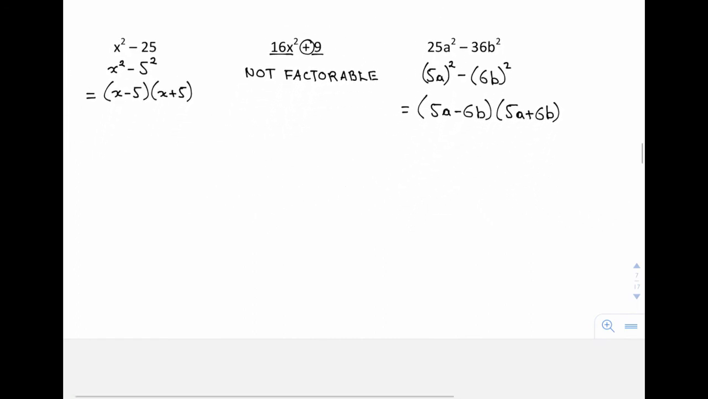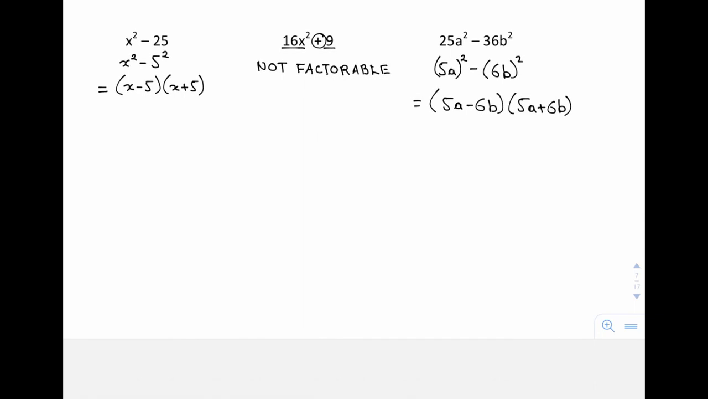And there you have three examples, two which are factorable using the difference of squares technique and one is not.